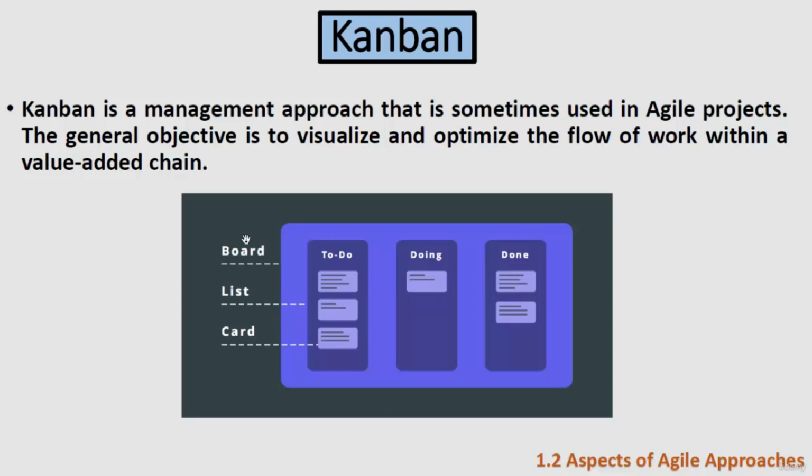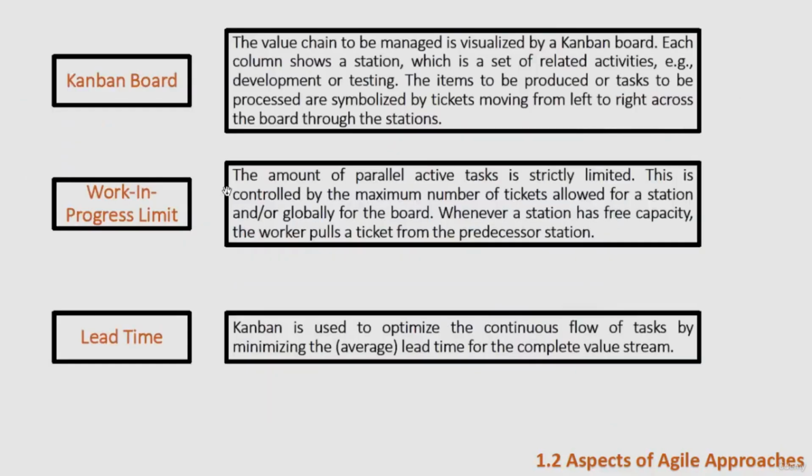So here, this is the board, the blue shape. This is a list or a station. Here we have to do, doing, done. And each task or each object that we are going to do is called a card. This board can be physical, which means that it is hanged on the wall, or it can be a software on the computer. So the first thing is the Kanban board. If you want to use Kanban, there must be a Kanban board.